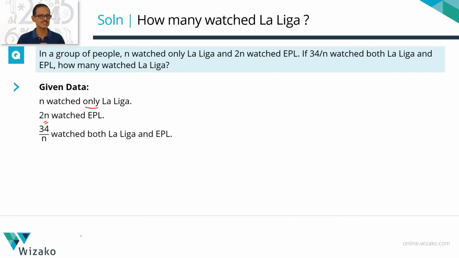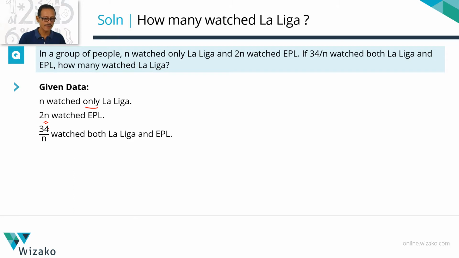The logic is very straightforward. The number of people watching either only La Liga or EPL or La Liga and EPL or La Liga, any of these things, number of people will always have to be an integer. It can be 0 who watched that. But we can't say 0.3 people. We can't say 7.2 people watched. So number of people has to be an integer, which means that the values that N can take will all have to be such that N is an integer, 2N is an integer, and 34 upon N is an integer.